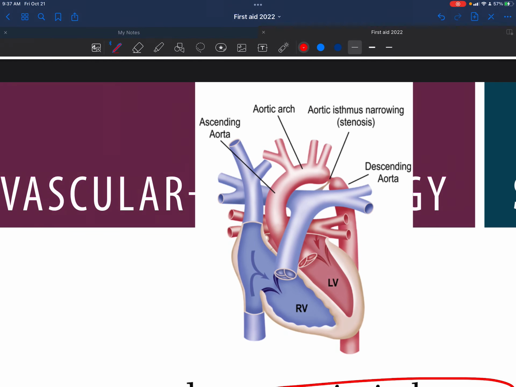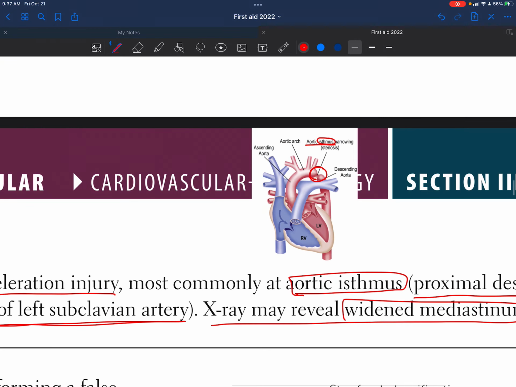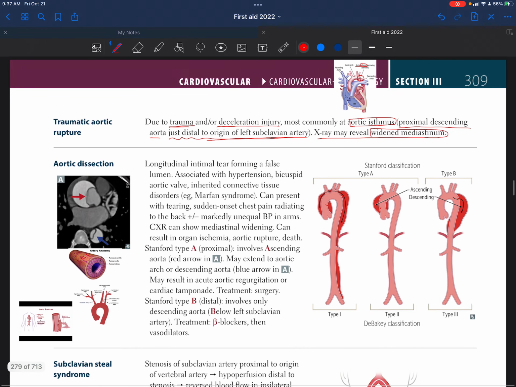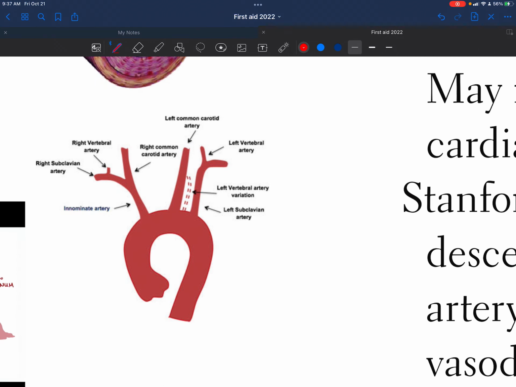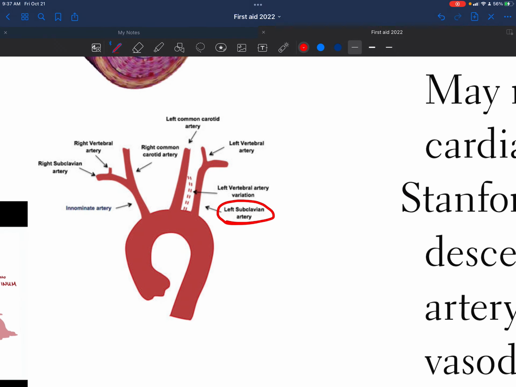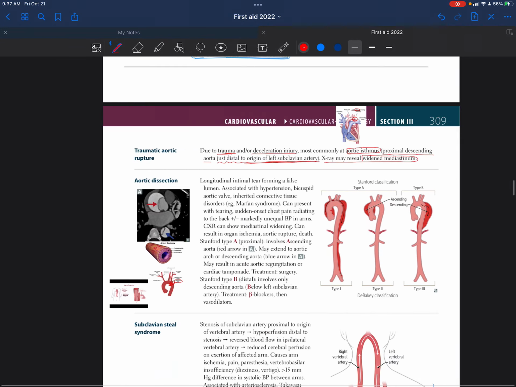If we take a look at this image, it's not directly related, but it's just to know where the isthmus is. So this is the aortic isthmus, this part. It doesn't have to be stenosed over here, but this is the part of the aorta that is called the isthmus, just distal to the origin of the left subclavian artery. So this is the left subclavian artery, and this dotted line is the left vertebral artery. So the isthmus should be here. This is the aortic isthmus.